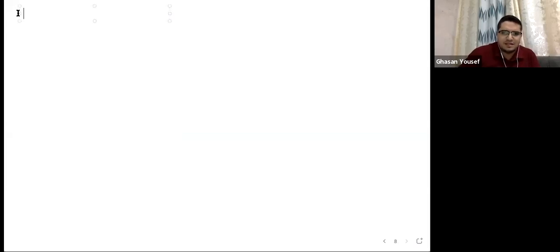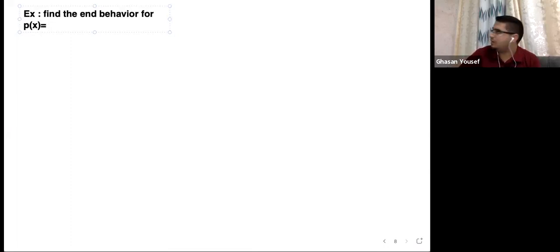So example 2: find the end behavior for the function b of x equals minus 2x to the power 4 plus 5x cubed plus 4x minus 7.